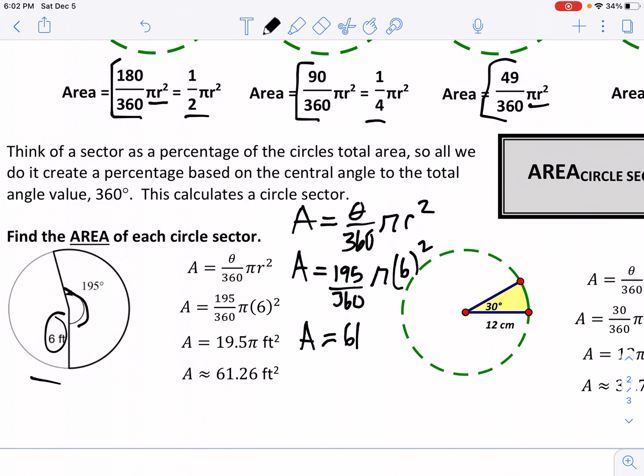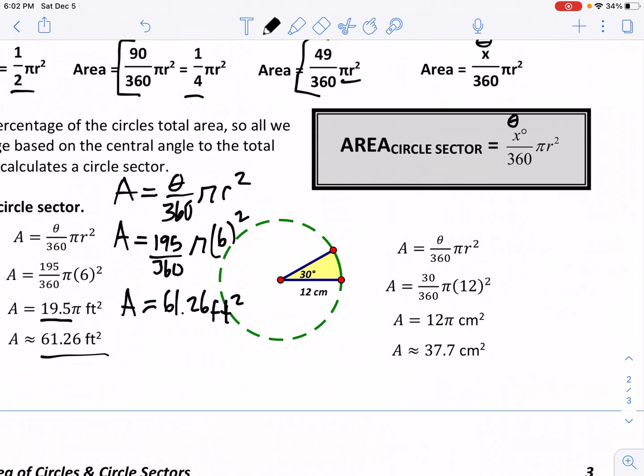approximately 61.26 feet squared. Okay, then if we wanted to write it as an exact answer, we could say 19.5 pi feet squared if we didn't multiply by the pi, but if you're multiplying it all the way through, we get 61.26 feet squared.